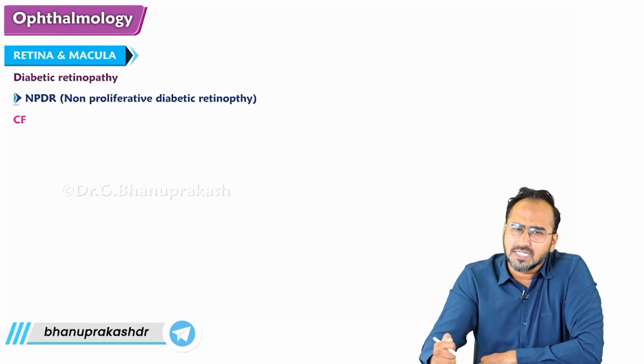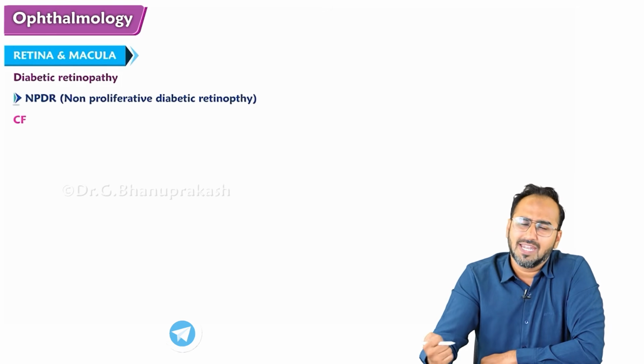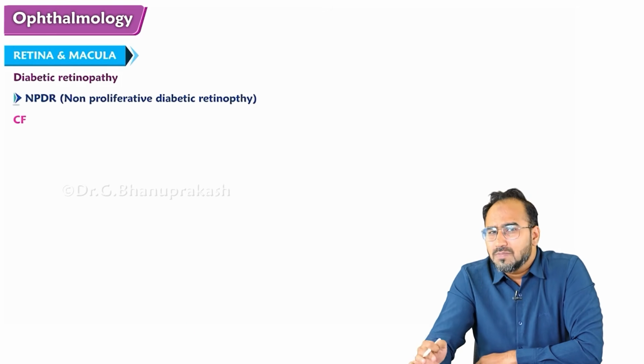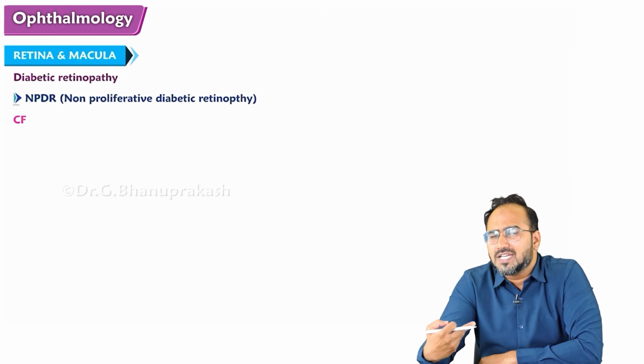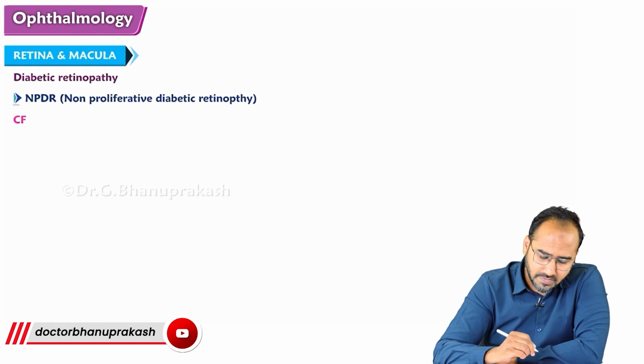What is Eales disease? It is also called periphlebitis retinae. Meaning what? Post TB infection, the patient develops these retinal changes. That is called Eales disease. So just write over there, guys.